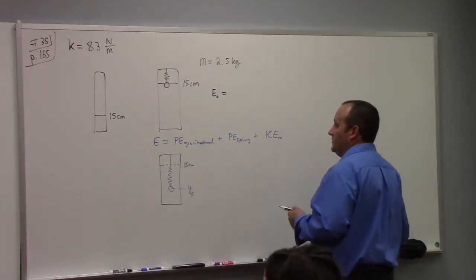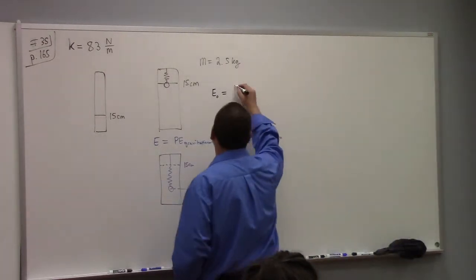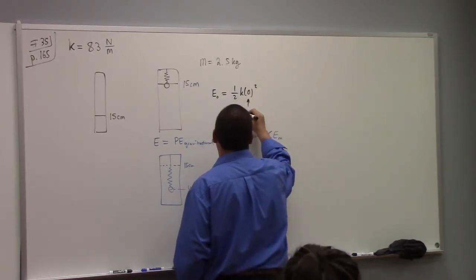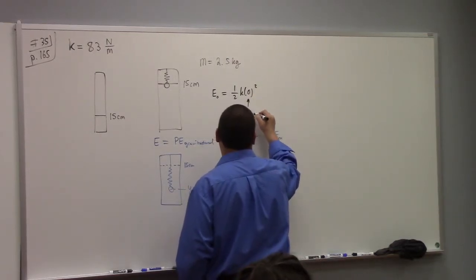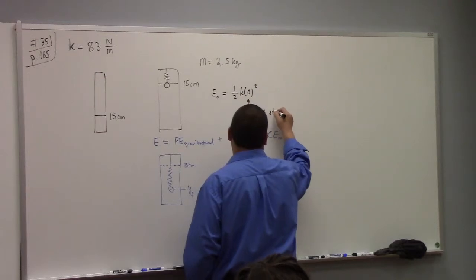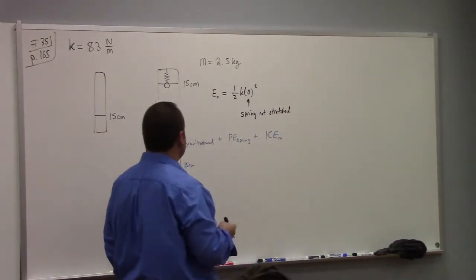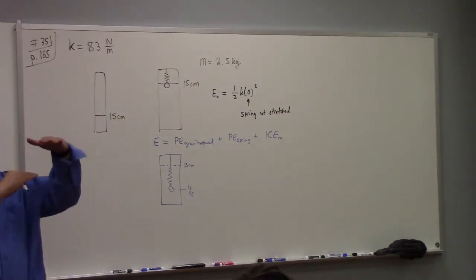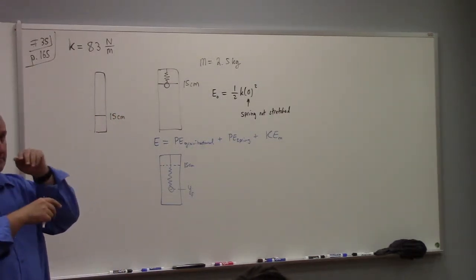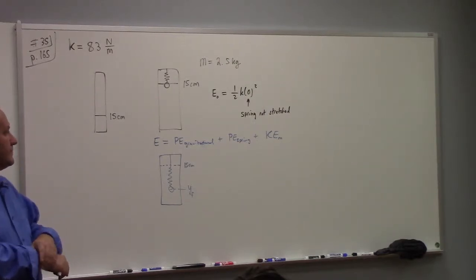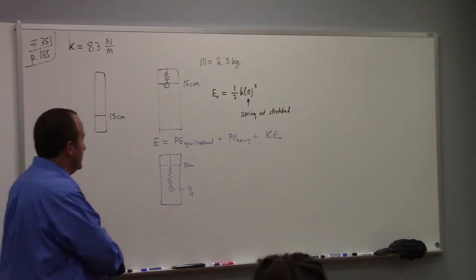So what is the initial potential energy? 1/2 K times 0 squared, right? Because the spring is not stretched. It's at its equilibrium if it's just hanging there. How about the gravitational?